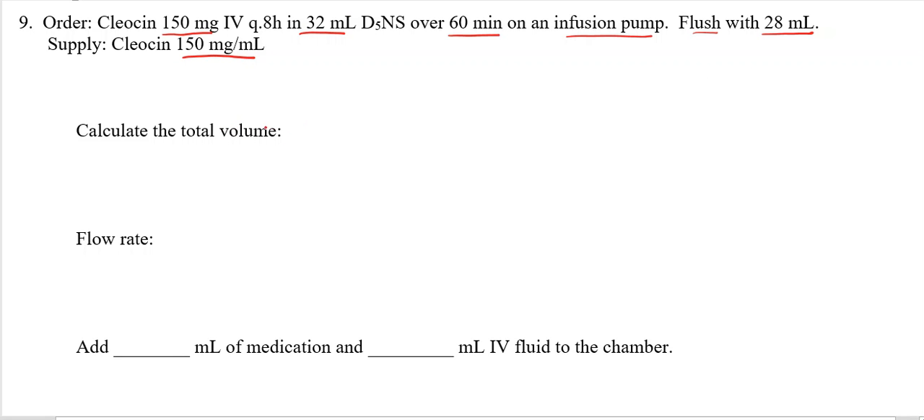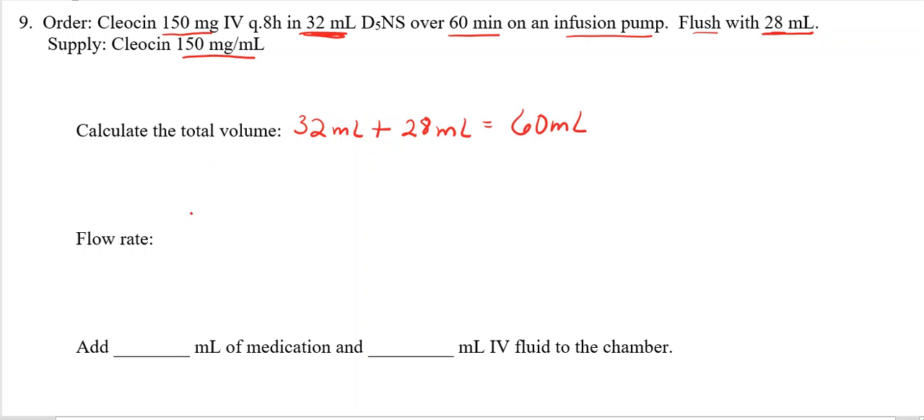So the first thing I want to do is calculate the total volume in the IV. So I'm going to take the 32 milliliters of my IV fluid, my Cleocin, plus my 28 milliliters. And that gives me a volume of 60 milliliters.